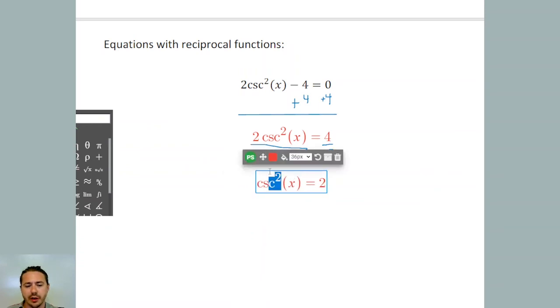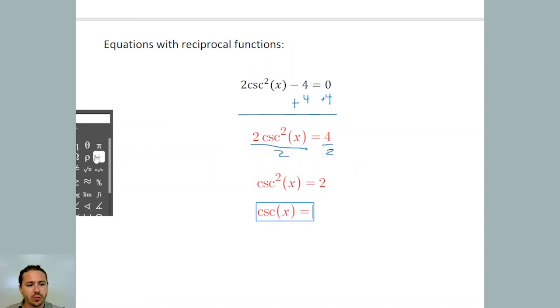This is where we want to get rid of the squares. So we want to take the square root of both sides, and we'll end up with plus or minus. So we'd get cosecant of x equals plus or minus the square root of 2. Anytime you take the square root of both sides, you've got to do plus or minus.